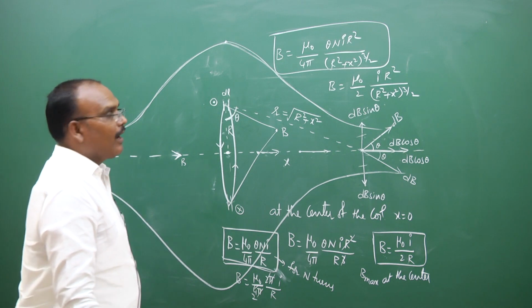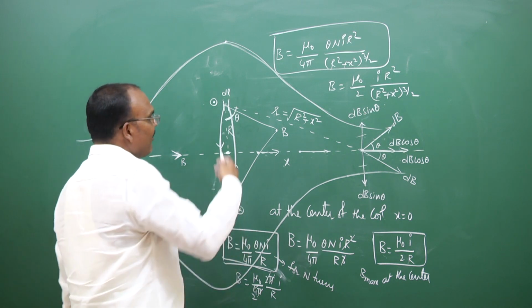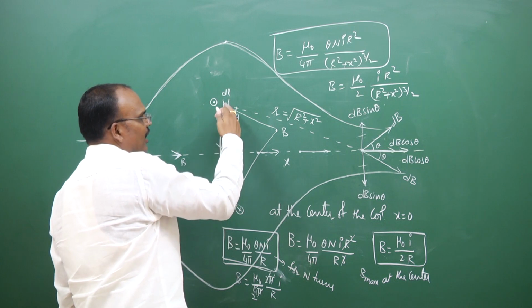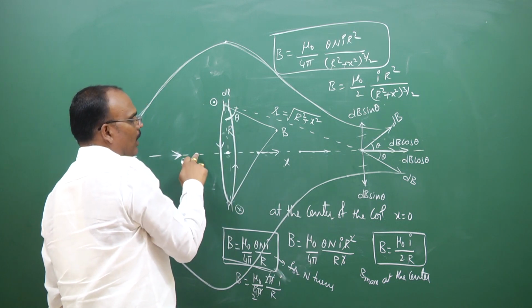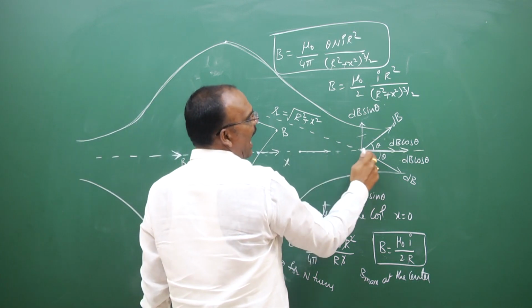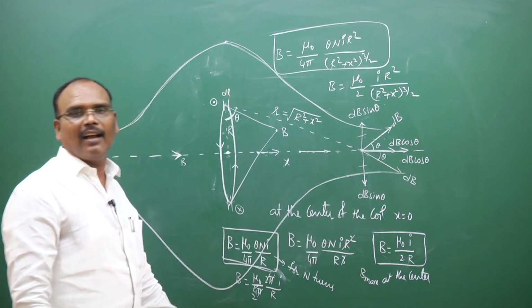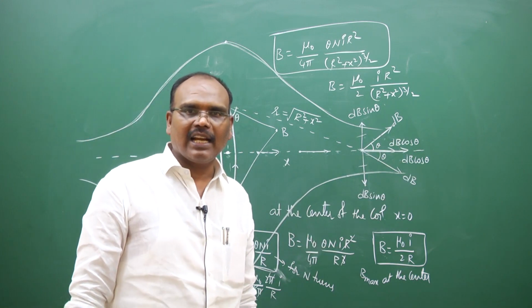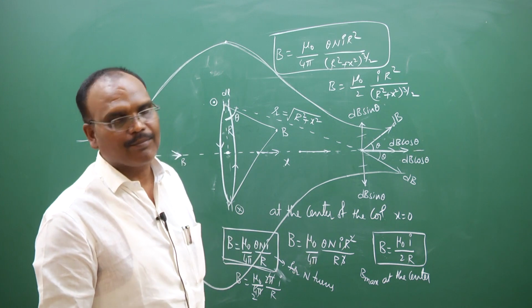So that's why, for PUC level, we will confine the magnetic field due to a current carrying circular loop only along the axis. We will calculate the magnetic field only along the axis.